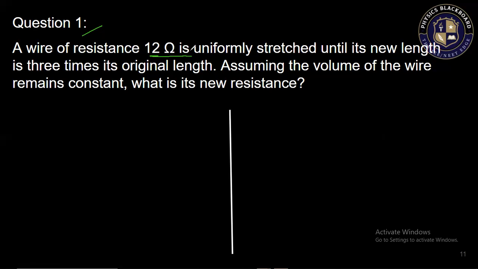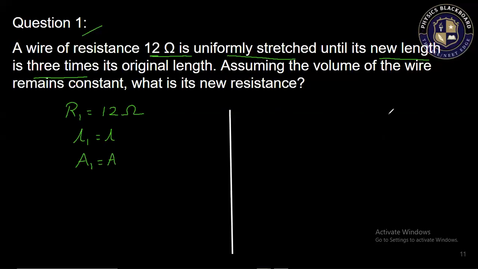A wire of resistance 12 ohms is uniformly stretched until its new length is 3 times. Initially, let's say the initial resistance R1 is 12 ohms, and its length L1 is considered as L, and its area of cross section is considered as A.